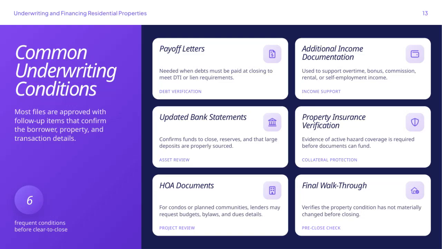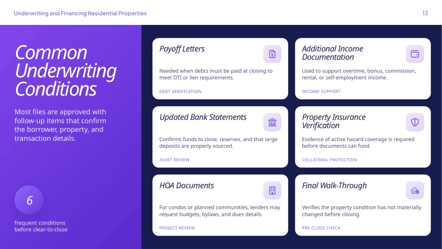When it comes to underwriting residential properties, there are several common conditions that must be met before we get to clear to close. Most files are approved with follow-up items that help us confirm important details about the borrower, the property, and the transaction itself. One key condition is payoff letters. These are necessary when outstanding debts must be paid off at closing in order to meet debt-to-income ratios or lien requirements. Debt verification is critical here to ensure everything aligns.